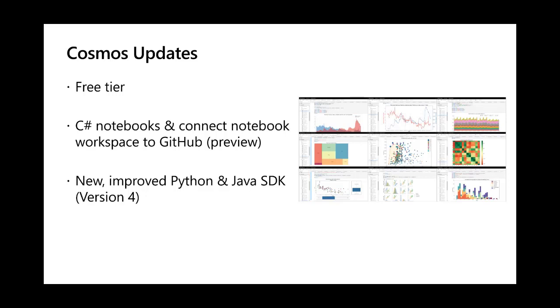C# notebooks and connect notebooks on workspaces to GitHub. Very good. I actually forgot what that was referring to. Anyway, that's good. New improved Python and Java, so yeah, new versions of the SDKs, version 4, which I've started to use. Great, because I think in a lot of cases, if you're moving from a traditional database like SQL or Oracle to Cosmos, a multi-model NoSQL database, it can be a big shift. And in that new version of the SDK, I think the way the libraries are structured makes that transition a lot easier.